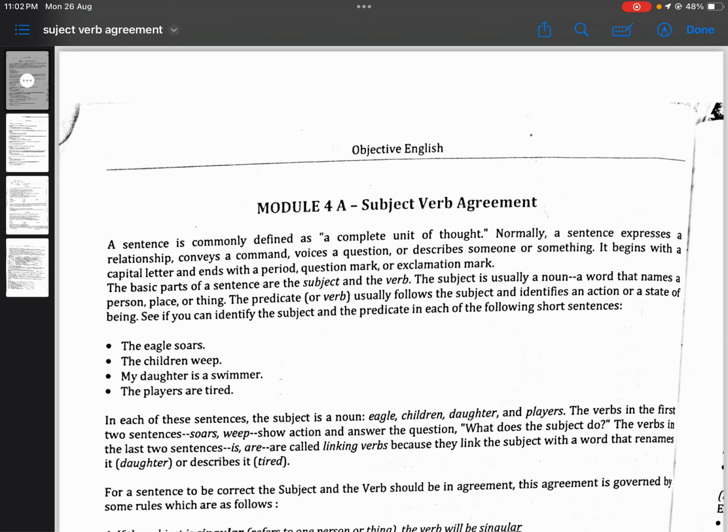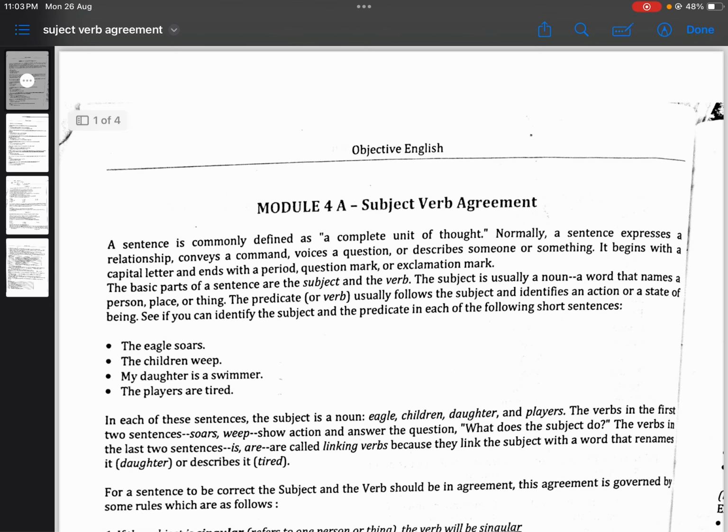From this module, some error correction questions also come, so we need to know the rules regarding subject verb agreement. So let's start. A sentence is commonly defined as a complete unit of thought, which we discussed earlier in module 1 on sentences. Normally a sentence expresses a relation.